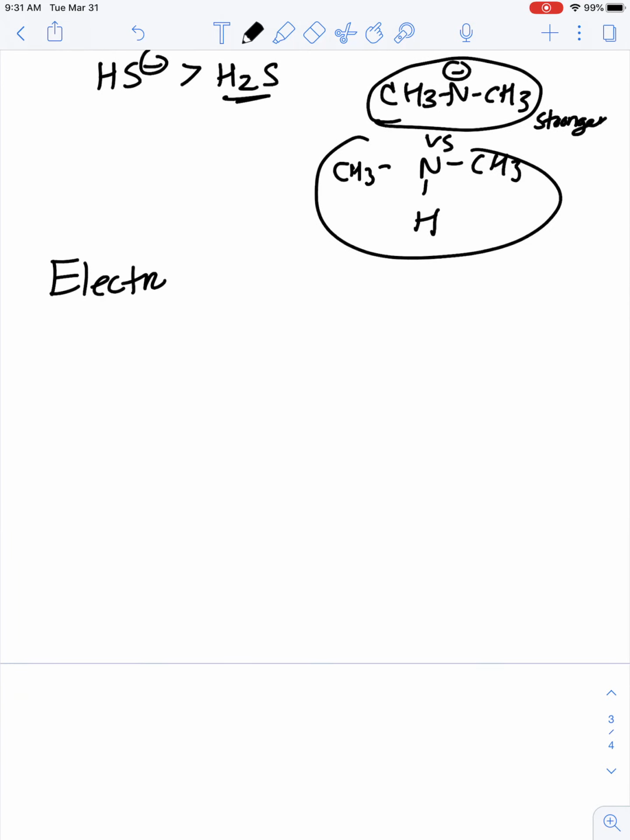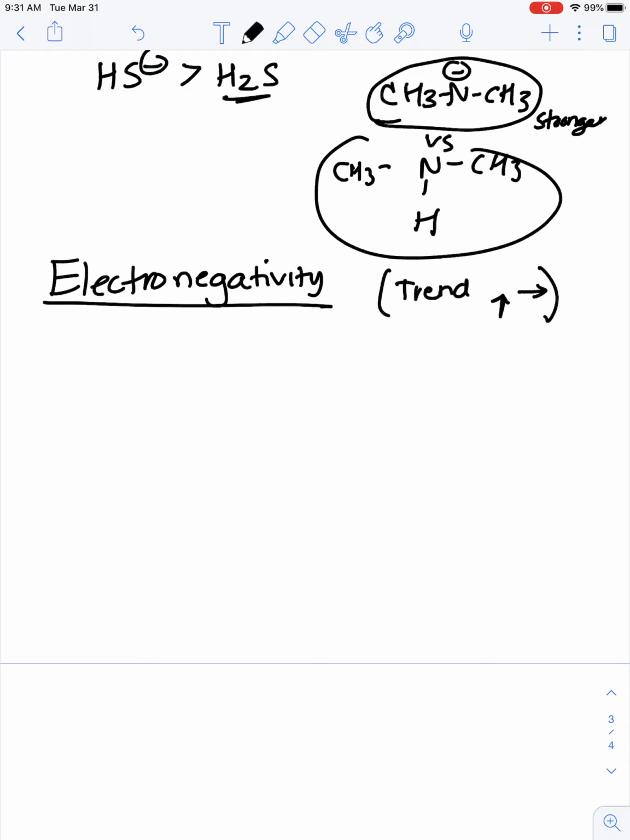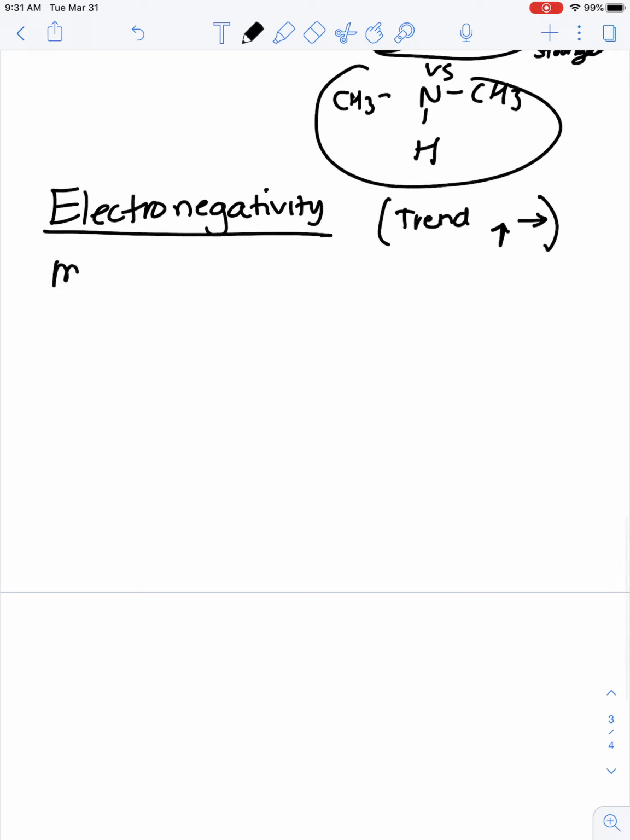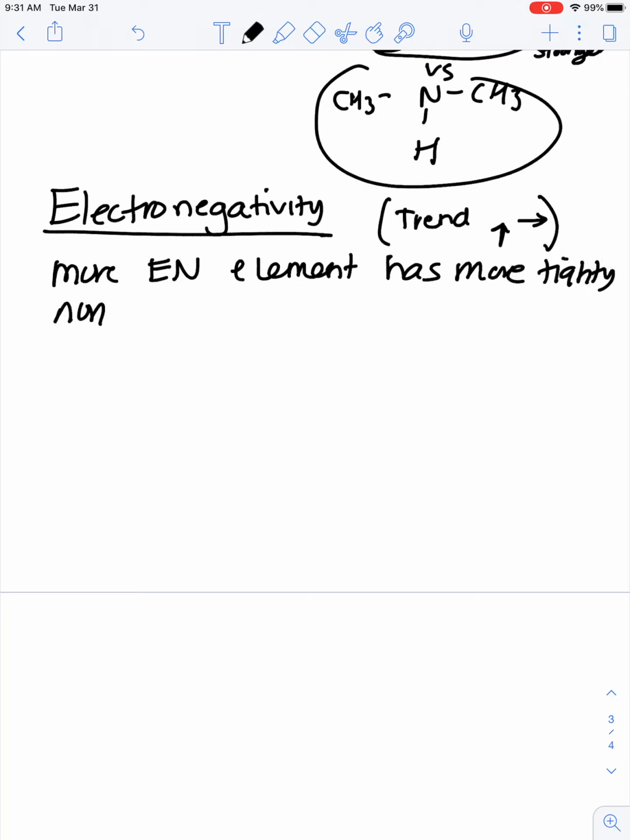So another thing that we have to think about when we're looking at the nucleophile is we have to think about electronegativity. So remember the trend for electronegativity looks like this. So the more electronegative element has more tightly held non-bonding electrons. So this is going to make it less reactive towards forming new bonds.